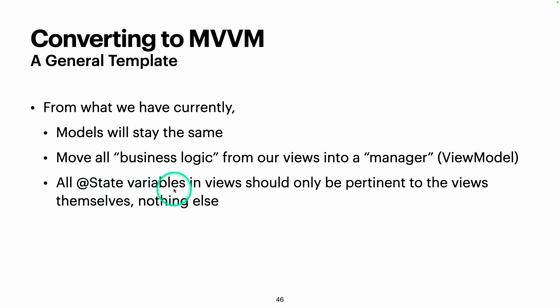All @State variables within views should be only pertinent to the views themselves. Again, for example, an @State boolean that toggles whether I should show an edit sheet or not, or if I'm doing some animation work and I have some @State variables that keep track of where the user has dragged a view to, like the position. So only variables that are related to the views or the UI themselves should be in the SwiftUI views. Everything else you should put away into our view model.